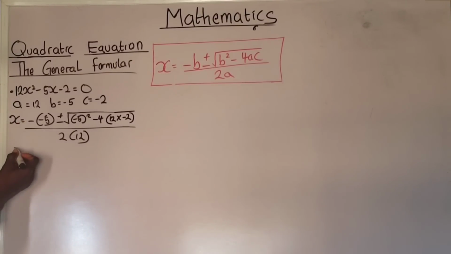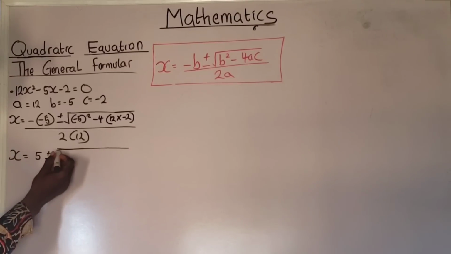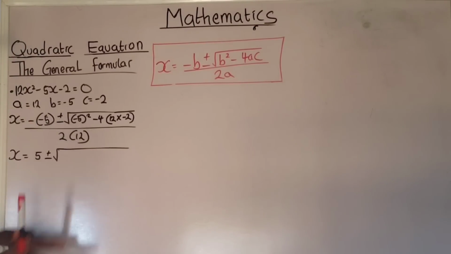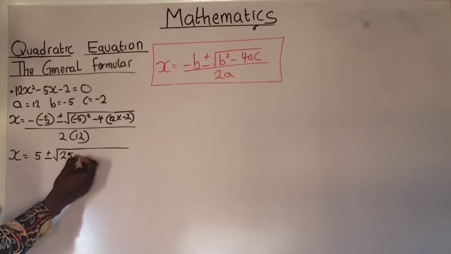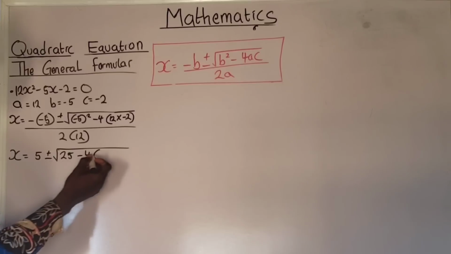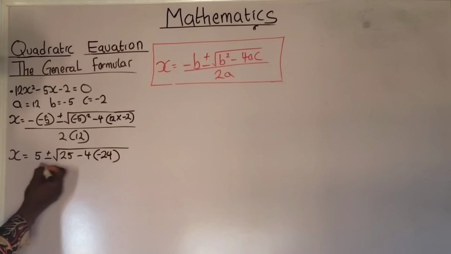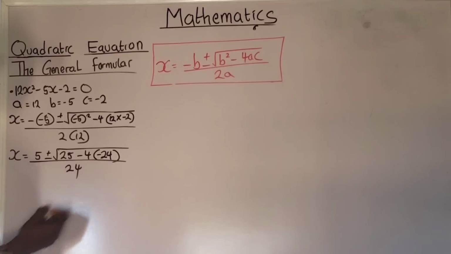You understand? Here I'm going to have x equals to negative 1 multiplied by negative 5. That will be what? Positive 5. So I'm going to have 5 plus or minus square root of b squared. Negative 5 times negative 5. That will be what? 25. So I'm going to have 25 here. Minus 4 into bracket 12 multiplied by negative 2. That will be what? Negative 24. You understand? All over 2 multiplied by 12. That will be what? 24. So I'm going to have all over 24.